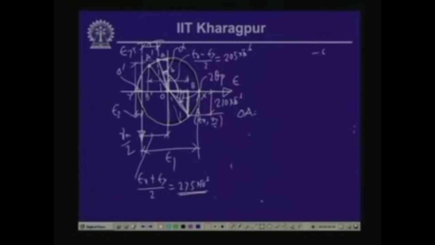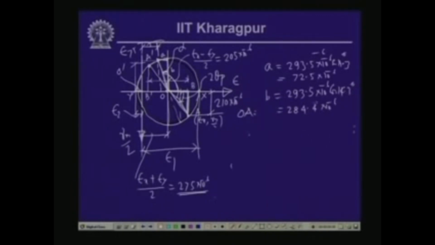Now, let us calculate the value of a and b. So, a is equal to r sin 14.3, which is 293.5 into 10 to the power minus 6 into sin of 14.3 degrees, which is equal to 72.5 into 10 to the power minus 6. And the vertical distance b is equal to 293.5 into 10 to the power minus 6 into cos of 14.3 degrees. Now, this is equal to 284.4 into 10 to the power minus 6.